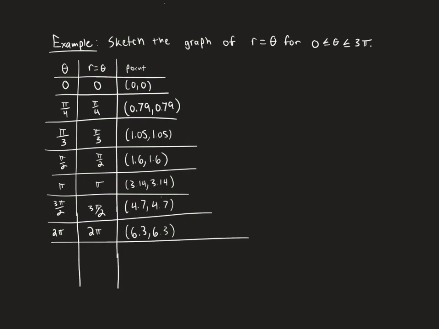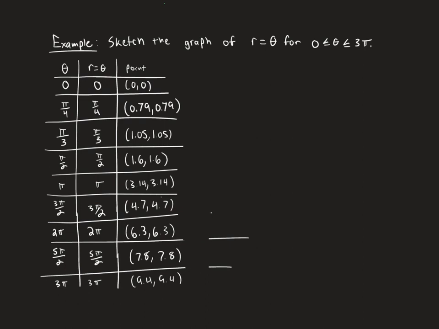5 pi over 2. And then finally 3 pi. It's about 7.8, and 9.4. Obviously, these are approximations. All right, now let's graph and see if we can see what happens.